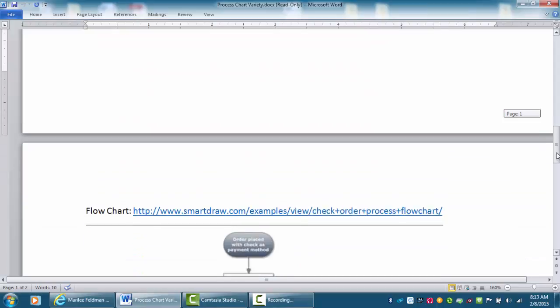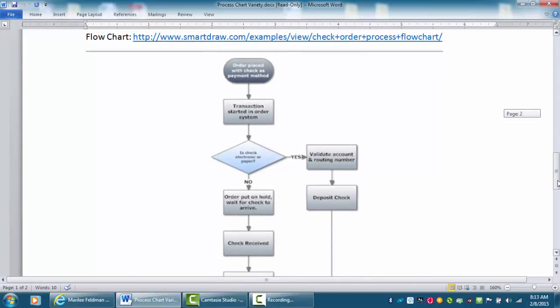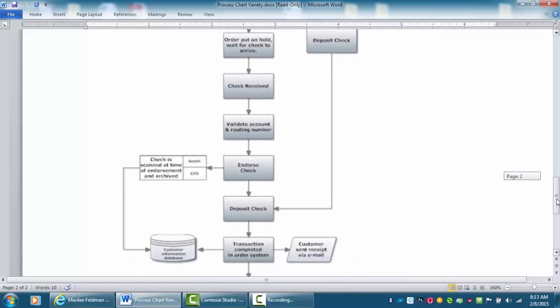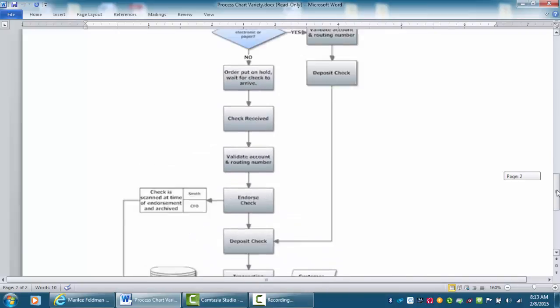Now we're going to take a look at something called a flow chart. So a flow chart usually just shows the flow of work, where it goes, and the process, yes or no. If it does this, then we go here. If it doesn't, then we go there. So we just look at the flow of a process. So this is an example.